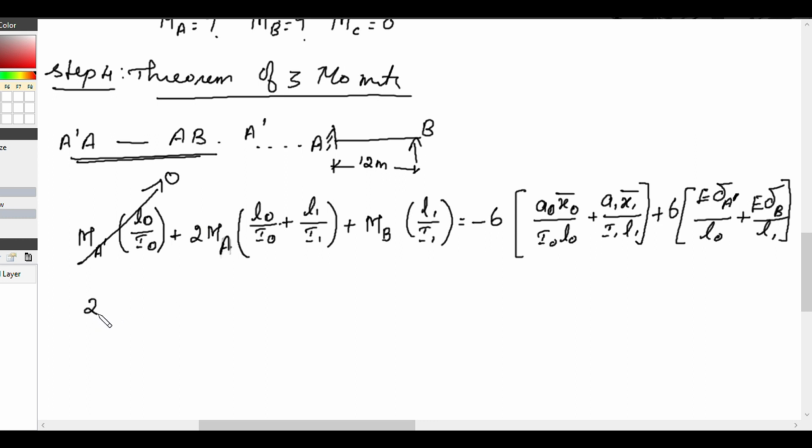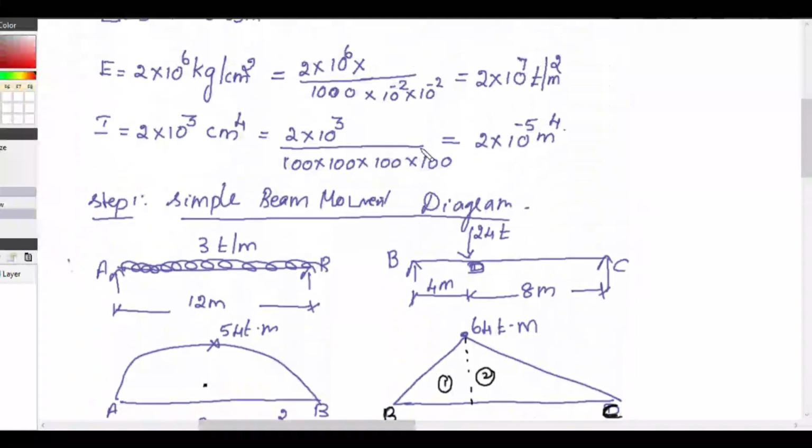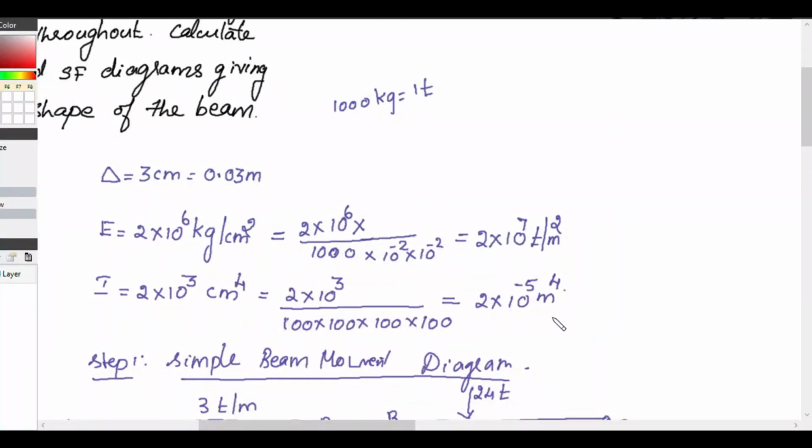So we have 2 times MA into, this becomes 0, L1 by I1. L1 is 12 divided by I. So the value for I is 2 into 10 raised to minus 5. We have found it. And the value for E is 2 into 10 raised to 7.